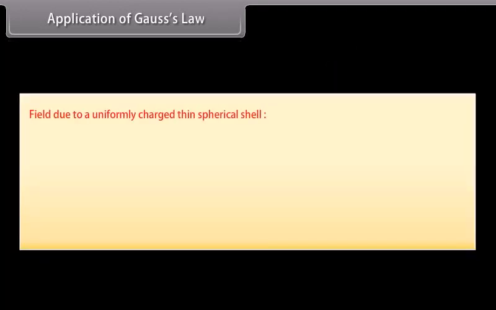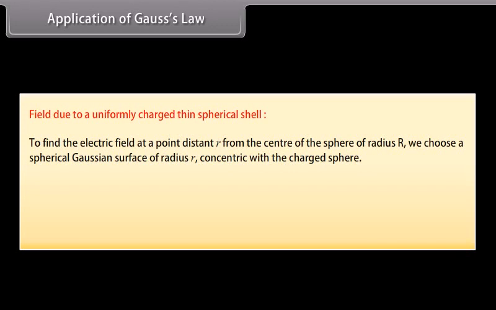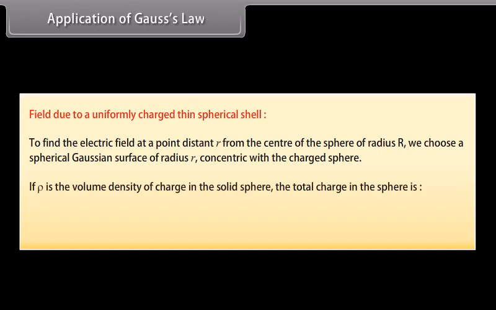Field due to a uniformly charged thin spherical shell. To find the electric field at a point distant r from the center of the sphere of radius R, we choose a spherical Gaussian surface of radius r concentric with the charged sphere. If rho is the volume density of charge in the solid sphere, the total charge in the sphere is given by Q is equal to 4 upon 3 times pi R cube and rho.